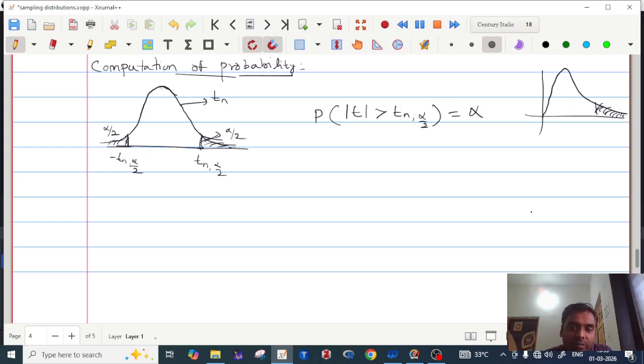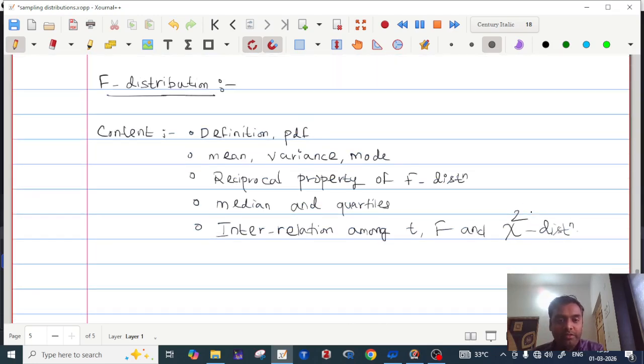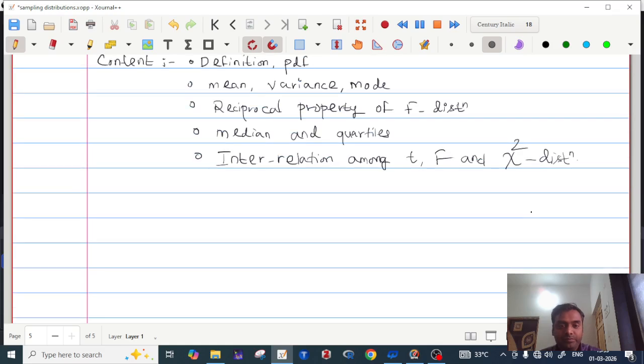This way the probabilities are given, and we can find them from the statistical table. Actually, how to find the probabilities, we will solve examples in our next lecture. That's it. So this is over for the t distribution, and now let's discuss the F distribution.